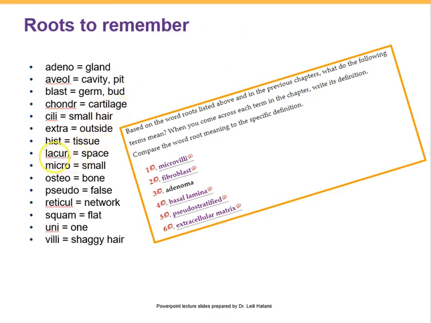Lacuna means space. So lacunae or lacuna means the space or the cavity, which is only going to be found in our cartilage and bone. In cartilage, we have chondrocyte within the lacunae, and in bone, we have osteocyte within the lacunae. Knowing these roots is going to be very helpful for you to remember the definition of each term, like microvilli, fibroblast, pseudostratified, extracellular matrix, and the other ones.